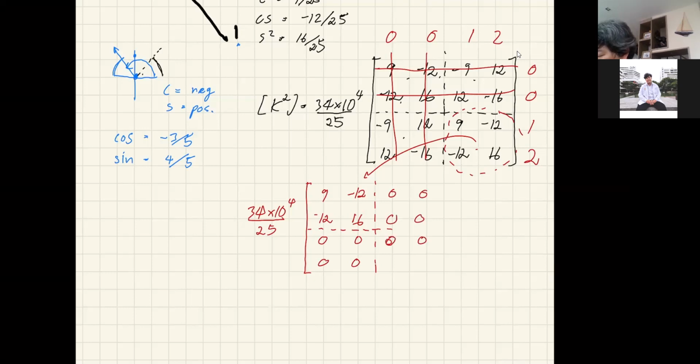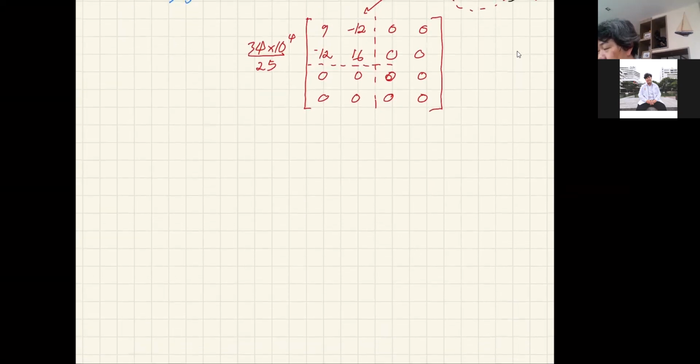And look like 6, okay? 0, 0. So that will be assembled into the matrix of the entire structure, okay? And then we can do the same for member number 3, okay?